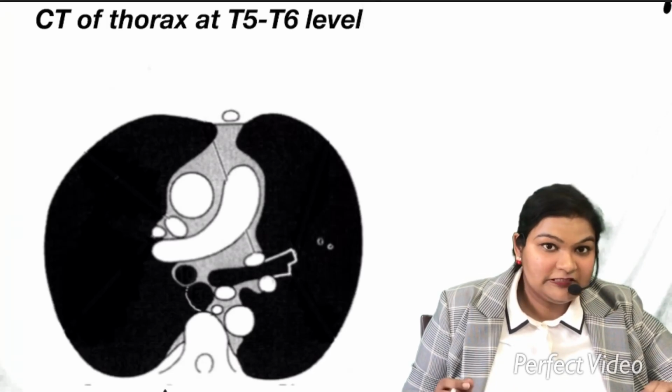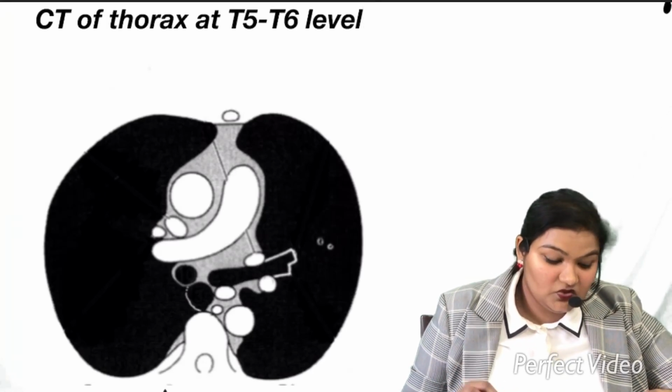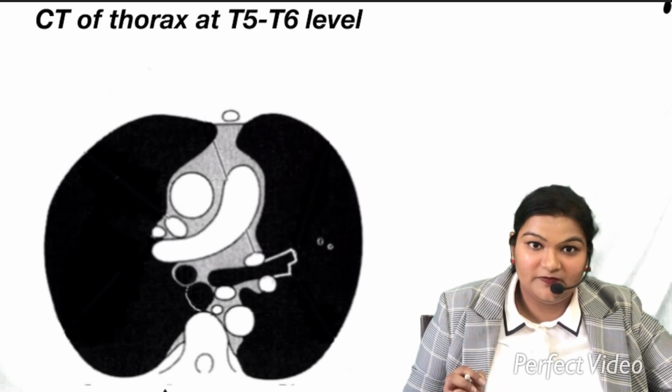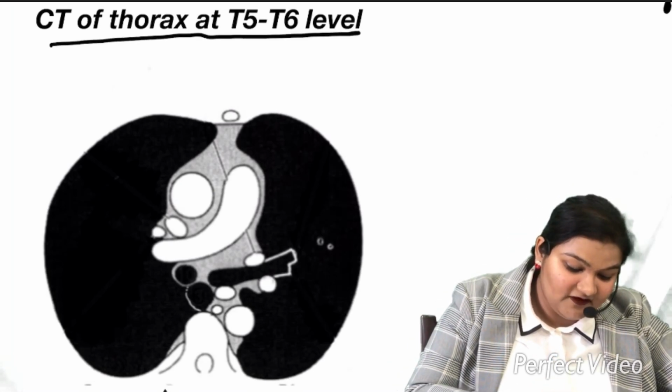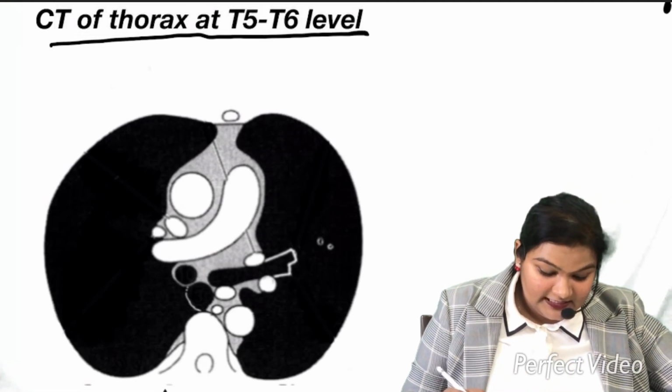Now let us move toward the fifth lecture in this lecture series on CT scan of thorax at different vertebral level. In this lecture, we are going to see the CT scan of thorax at T5 or T6 vertebral level.